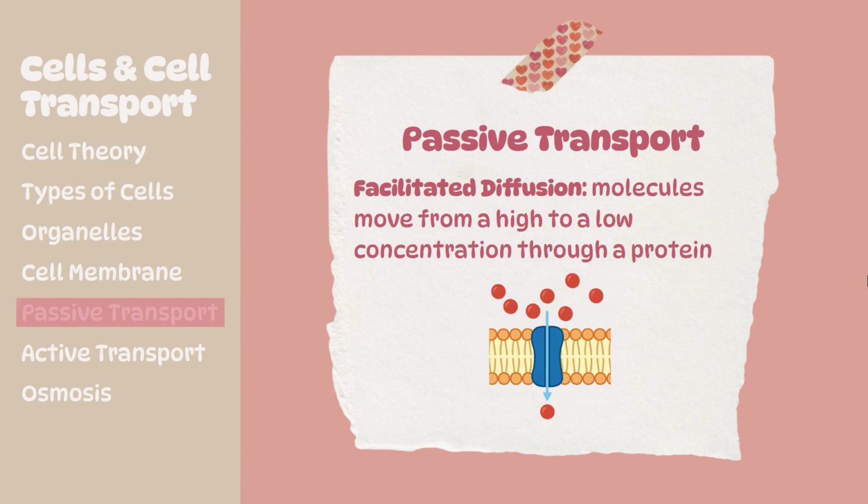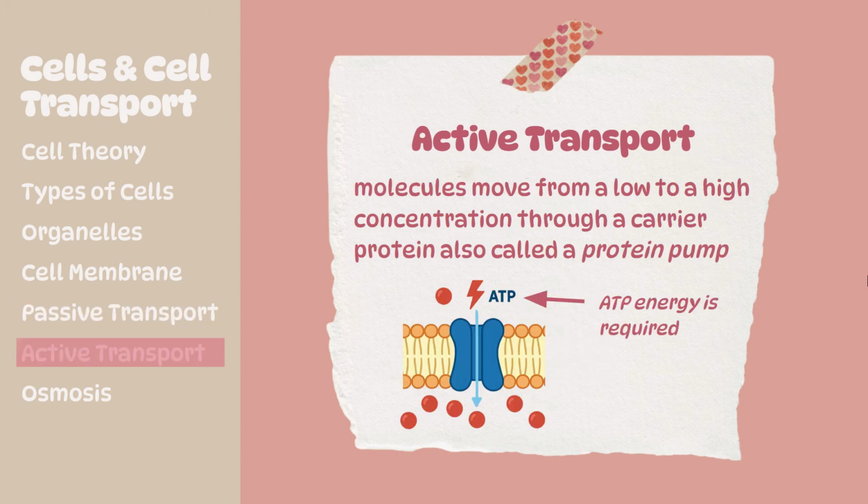The other type of passive transport you need to know is facilitated diffusion. These molecules are still going from high to low, but they have to go through a special transport protein to get to the other side. Passive transport does not use any energy. It's easy for a cell to do this. It just is happening all on its own.